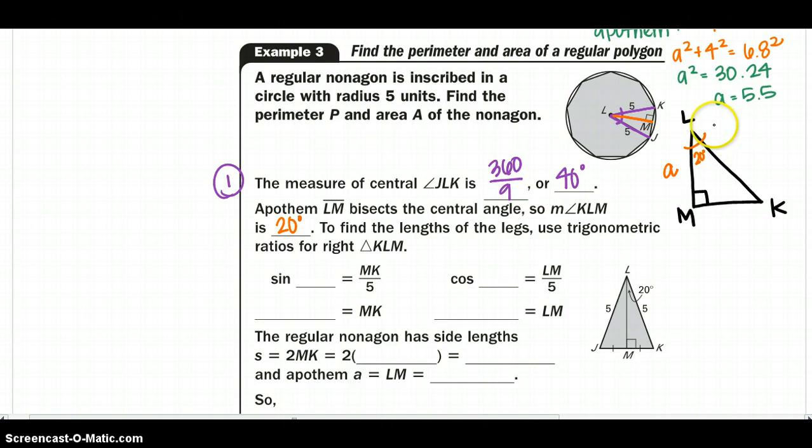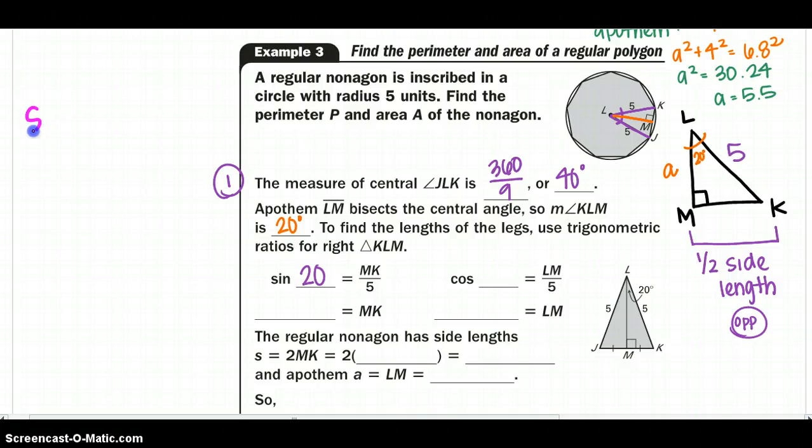So we know that LK is 5 because that is one of our radii that we can use. So now we have 20 degrees. We have our hypotenuse, but now we need to find the other two sides. So MK is going to help us find half of the side length. We can say that would be our opposite side, y'all recall. So the sine of 20 equals MK over 5.